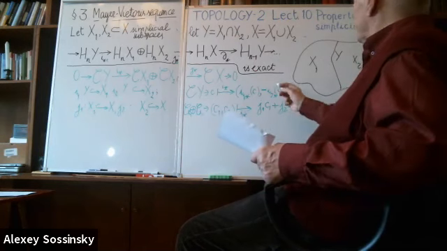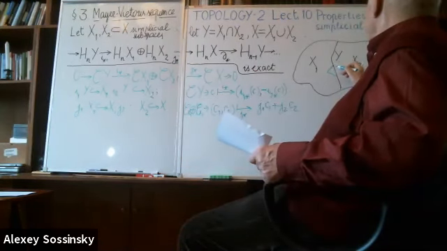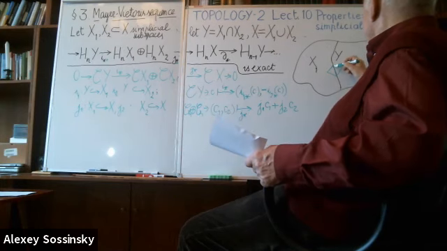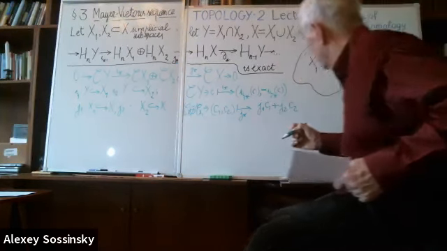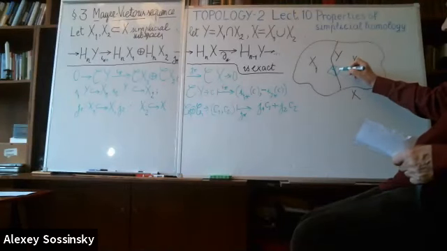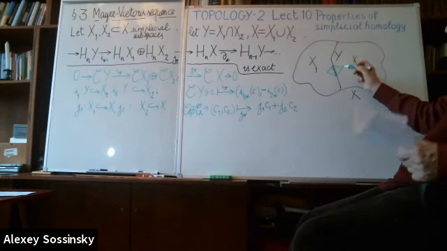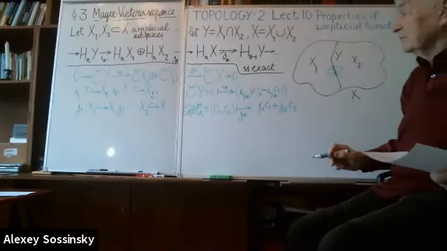Now, first let me explain the minus sign. Well, it has to do with the following. If we have a simplex in X2 and a simplex in X1, then these are oriented simplices. And they give orientations to this simplex, and these orientations are opposite here. So we have to have a minus sign so these things cancel out.